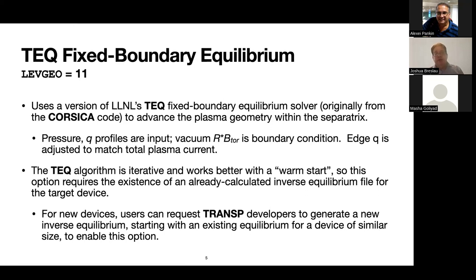Because this is an iterative algorithm, it works better with a warm start. So you give it an initial inverse equilibrium that it then evolves to match those profiles. The TEQ option requires the existence of an already calculated inverse equilibrium for whatever your target device is. If you have a new device, you have to right now request that a TRANSP developer generate a new inverse equilibrium file for it, which we typically do starting with an existing equilibrium for a device of similar size.